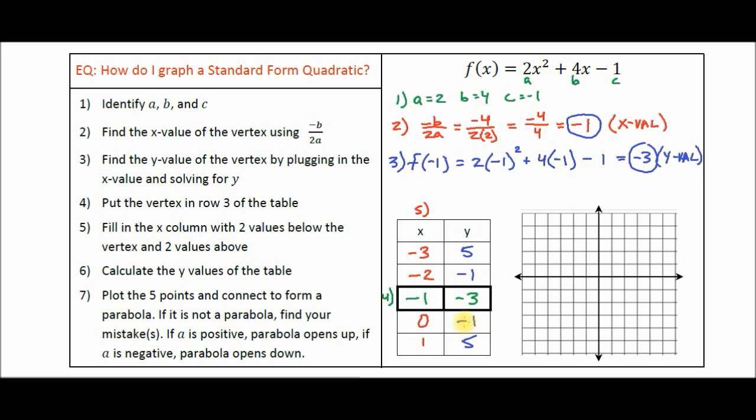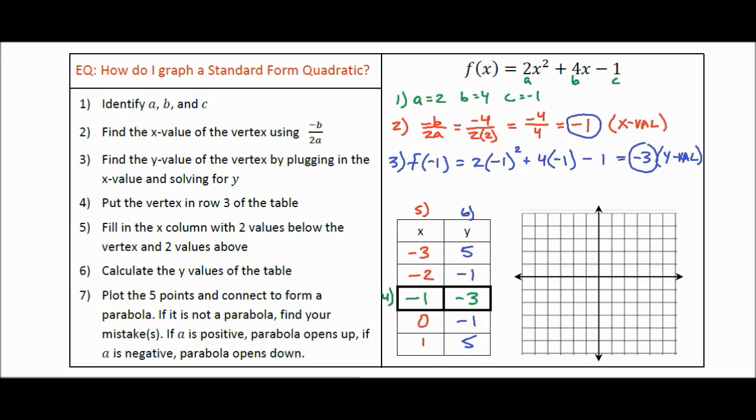Now, the reason I'd rather have you plug them in and get the actual value is to catch any mistakes you made up here. So I would still suggest you actually figure out the 5 or the 4 different y values. That is step number 6. Step number 7 says plot the 5 points and connect them to form a parabola.